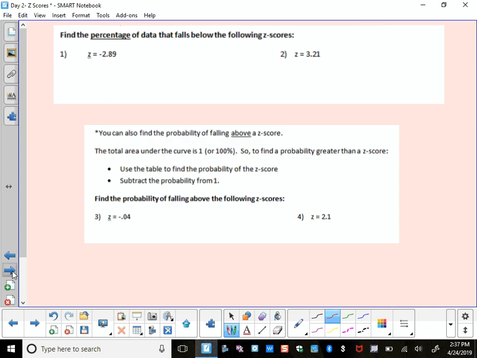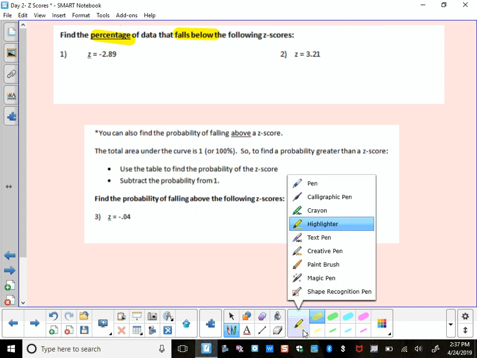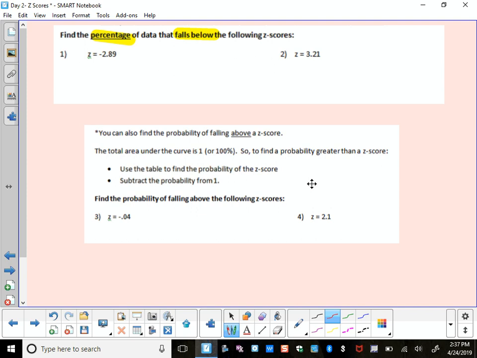Alright. This says, find the percentage of data that falls below the following Z-scores. This is going to require you guys to read what it's asking you to do. I will help you by underlining things that are important. So in this case, it's important to know they want the percentage, which I'll show you how to get, and they want falls below. Definitely circle that.